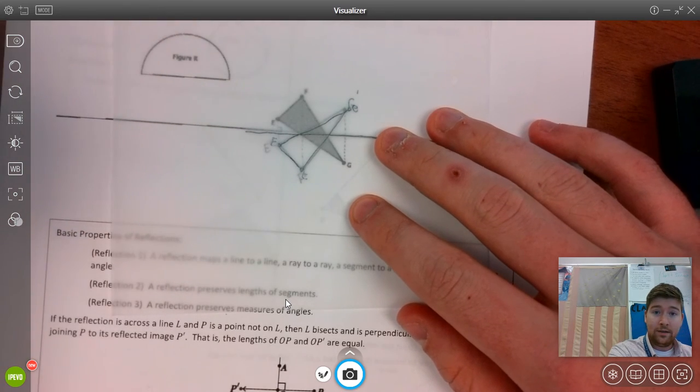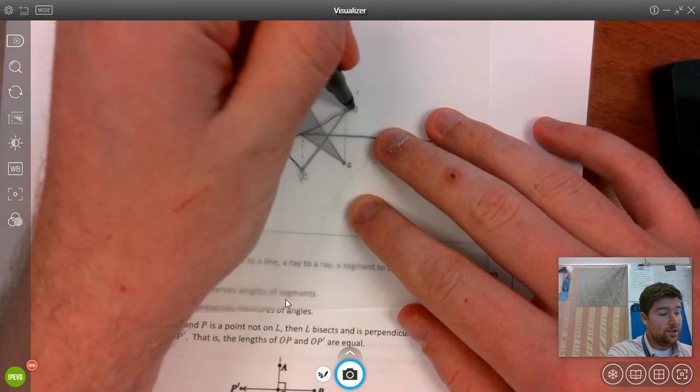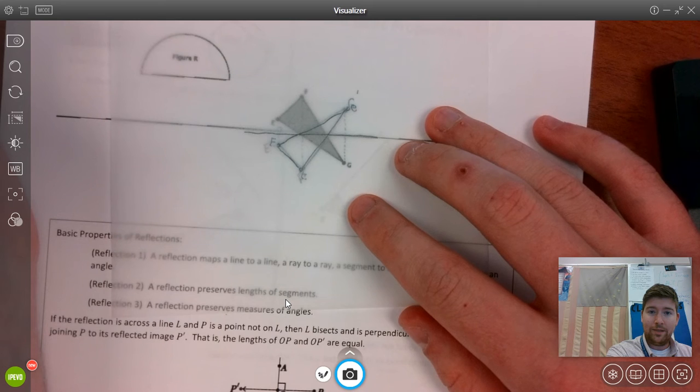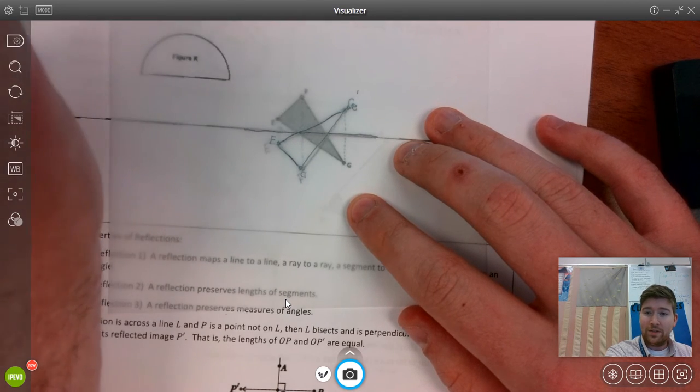And I'd say that the reflection that I made, E prime, F prime, G prime, is pretty darn close. I might be off by a little tiny bit, but not bad for not having to measure. So that's a trick that you can always use.